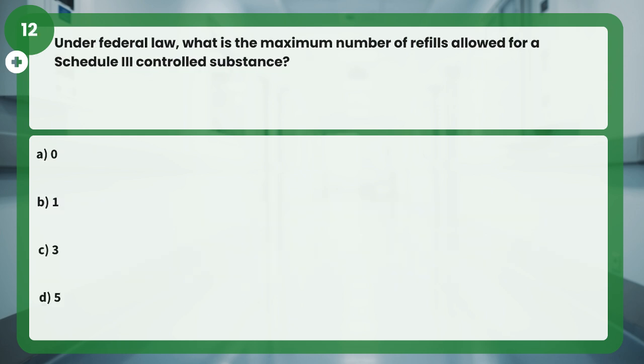Question 12. Under federal law, what is the maximum number of refills allowed for a Schedule III controlled substance? A. 0. B. 1. C. 3. D. 5.